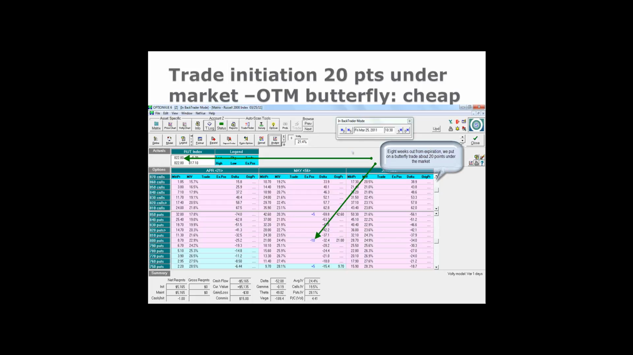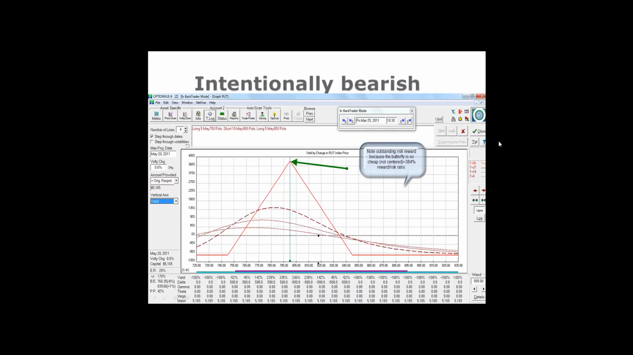We intentionally placed this trade bearishly at 20 points below the market, and so 8 weeks out from the trade, on day 56 before expiration, we throw this trade on 20 points below the market, which is at the 800 strike. And we put this on the put side, by the way, although it could just as easily be put on the call side. We're intentionally bearish, and I'd like you to note the outstanding risk reward, which occurs at 384%, so almost a 4-to-1 risk reward ratio on this butterfly, which is good stuff in options trading. Gives you a lot of room to work with, a lot of potential income to spend if you need to adjust.